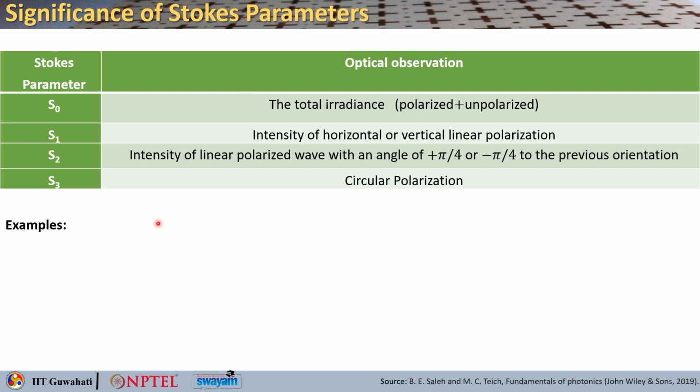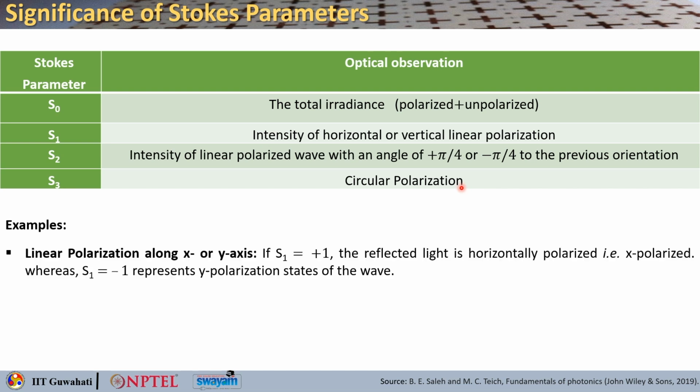Now what do they signify? Okay. So you can see that Stokes parameter S0 tells you about the total irradiance, that is the polarized and the unpolarized part together. S1 tells you about the intensity of horizontal or vertical linear polarization. S2 tells you about the intensity of linear polarized wave, which is basically plus 45 degree or minus 45 degree polarized with respect to x axis. Okay. And S3 tells you about the circular polarization.